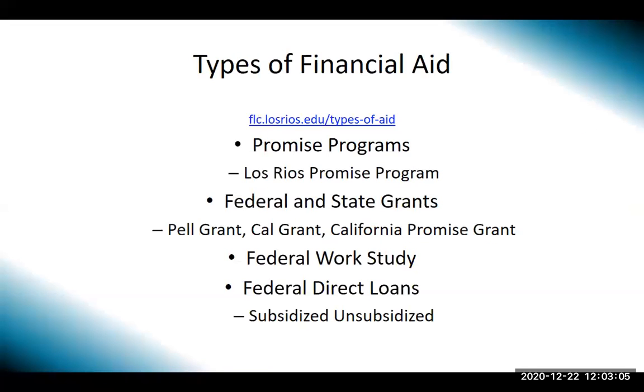Once our college has your FAFSA or California DREAM Act, we can determine what types of financial aid you are eligible for. We offer Promise programs, which include the Los Rios Promise program. This is a tuition-free program for first-time new college students. You are eligible to receive 2 years free college tuition at Folsom Lake College. We also have federal and state grants, such as the Pell Grant based on income eligibility, and the California College Promise Grant, which is also a tuition fee waiver.